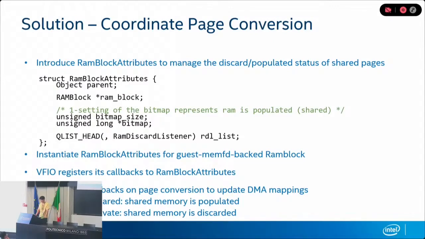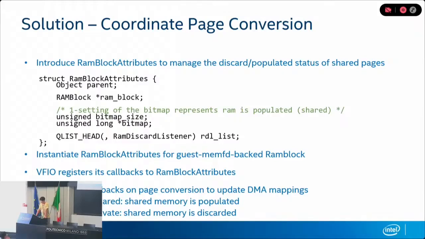So what's our solution? Our solution is to extend this RamDiscardManager to implement the so-called coordinated page conversion. First we introduce RAM block attributes to manage the discard and populate status of shared pages. The structure definition is below. We have a bitmap, and we also have an RDL list to allow others to register their callbacks here.